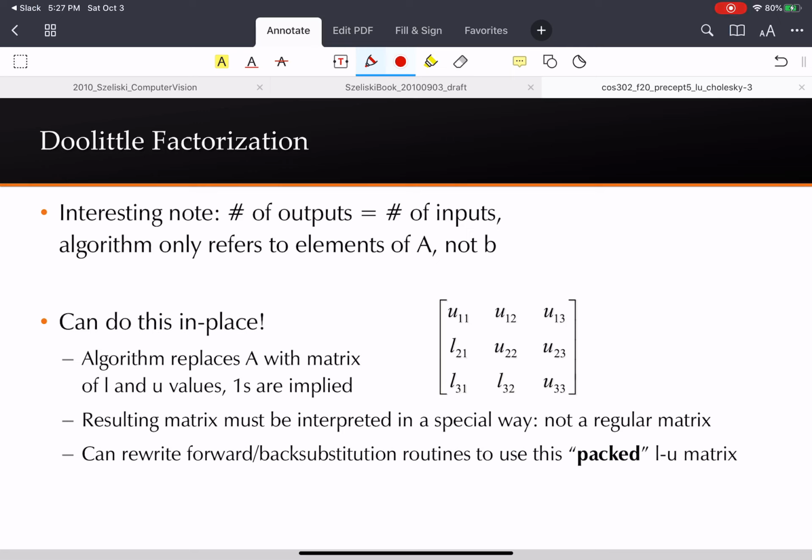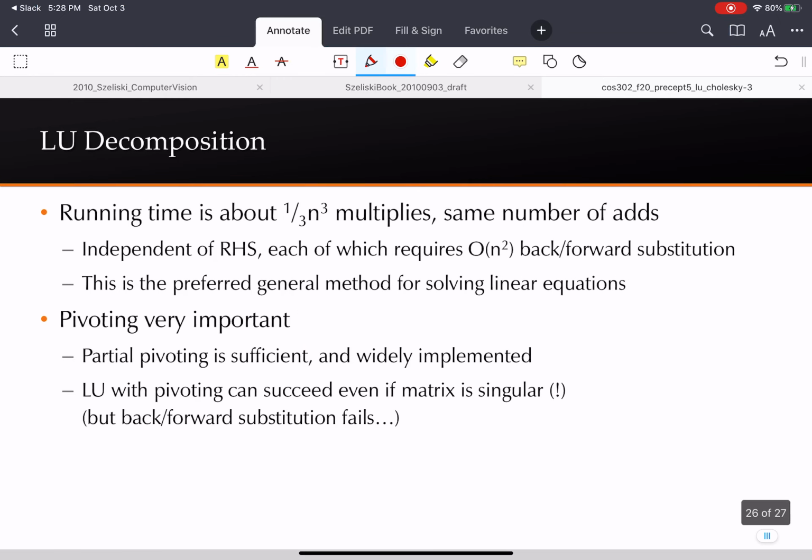And the resulting matrix after this in-place algorithm, note that it cannot be interpreted as a regular matrix. It should be mapped back into the original L matrix and U matrix, with the 0 and 1 added. And we can further rewrite the forward and backward substitution routines to leverage this packed LU matrix, where we do in-place computation. And still, the running time is about 1/3 times n cubed multiplies and the same number of additions.